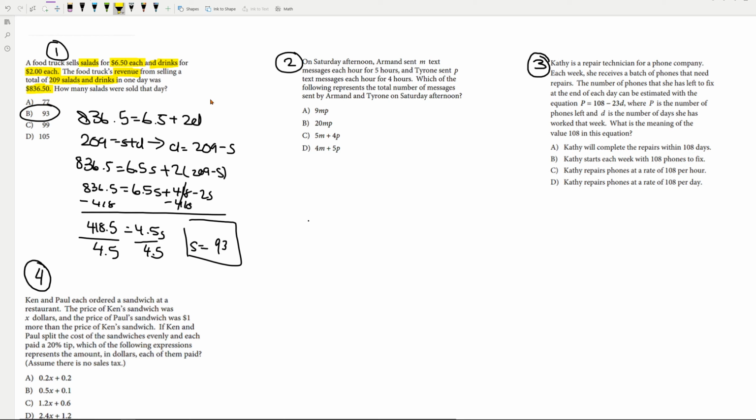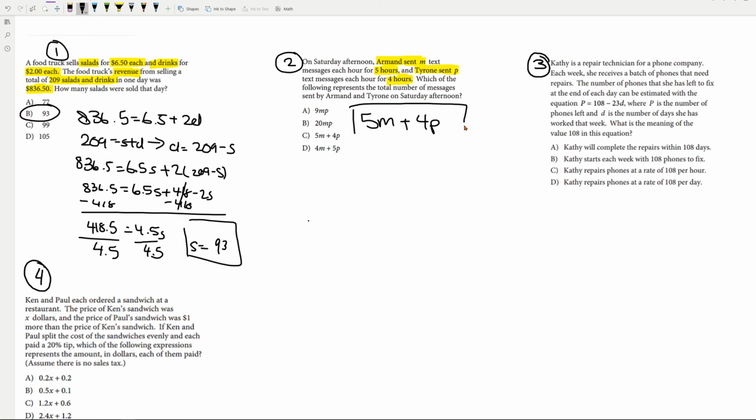So number two is asking us about creating an equation. So the two variables we get are M and P. So M represents the number of text messages per hour sent by Armand, and P represents the number of text messages sent per hour by Tyrone. Now, what I'm going to do is multiply them, so I get the number of texts sent by each person.